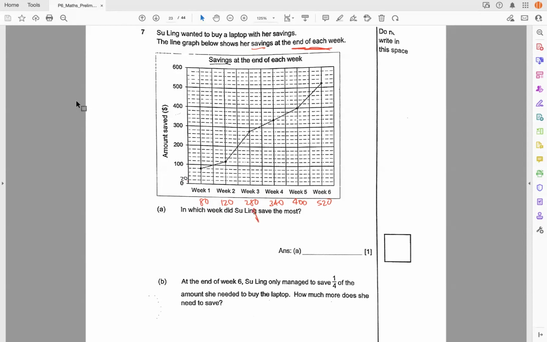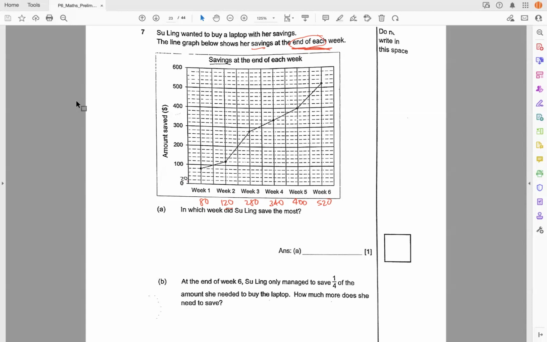See that? Understand? The beginning of week 2 is 80, the end of week 2 is 120. Now look at week 3, right? The end of week 3 is 280. It means the beginning of week 3 is the end of week 2, which is 120. So this is how we read the graph. End of each week. This is critical. This is the same concept that we tested you on in the previous week's lesson. The previous week's lesson was on stamps collection.